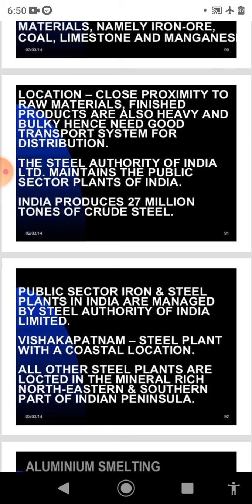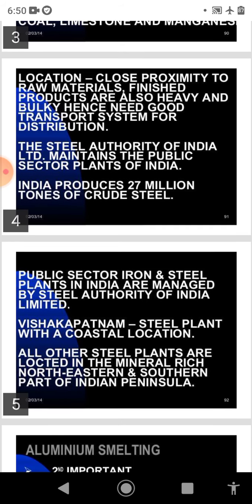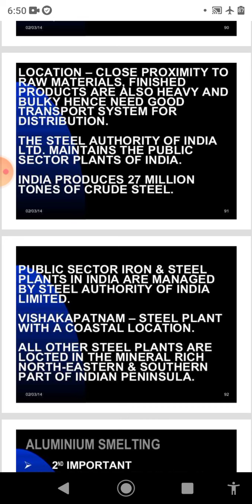At present, there are 10 primary integrated plants and a large number of decentralized secondary units, and these secondary units are known as mini steel plants. All public sector undertaking steel plants market their steel through Steel Authority of India Limited. In short, we can say SAIL, which was established in 1974, while TISCO markets its produce through Tata Steel.